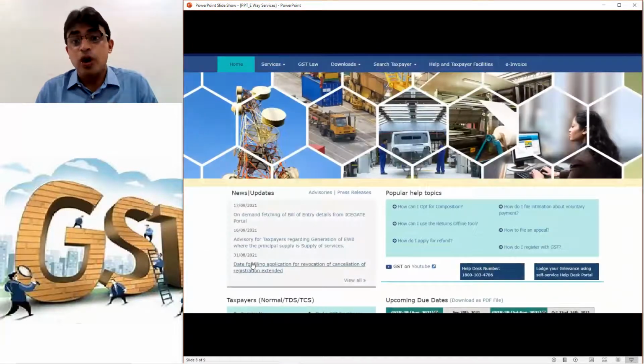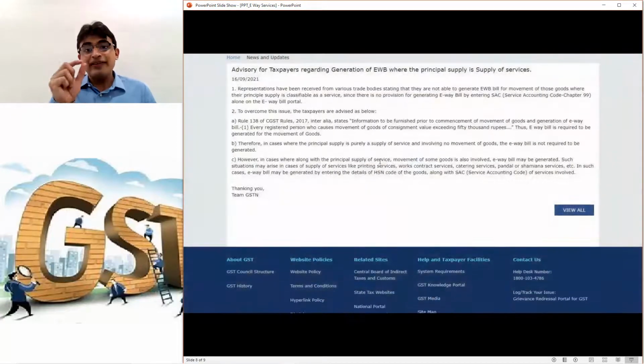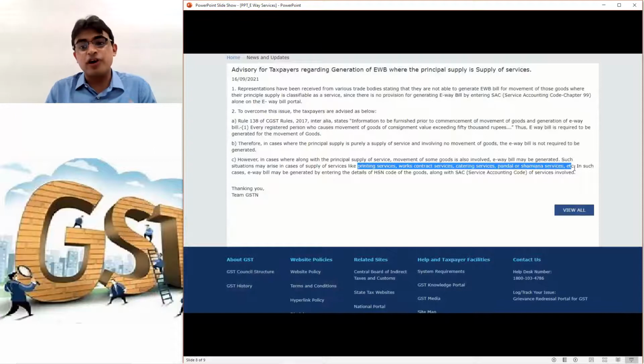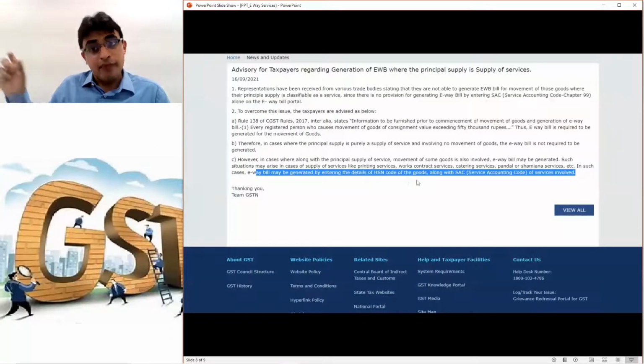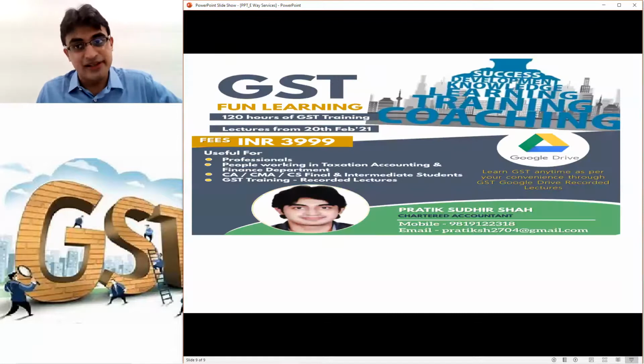See, whenever you open the GST portal, you can see an advisory. Advisory for taxpayers regarding generation of e-way bill. It clearly says, even if the principal supply is supply of service, but certain movement of goods is involved, e-way bill shall be required. And it has given examples: printing, works contract, catering, pandal, shamiyana. They are all services, but it includes goods. So use HSN of that goods and you can prepare an e-way bill.